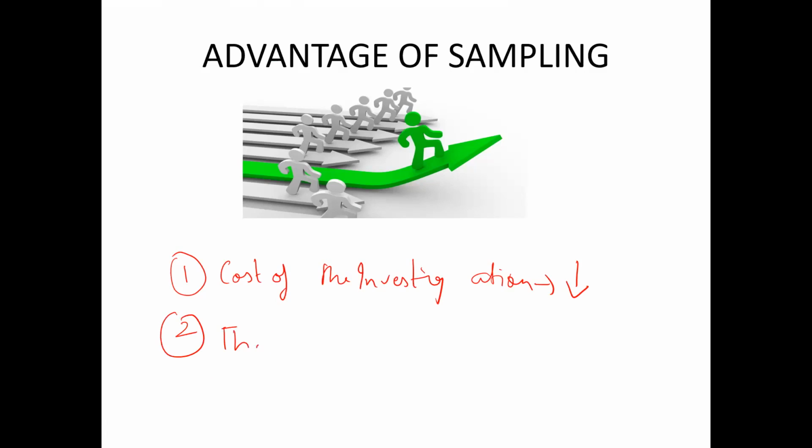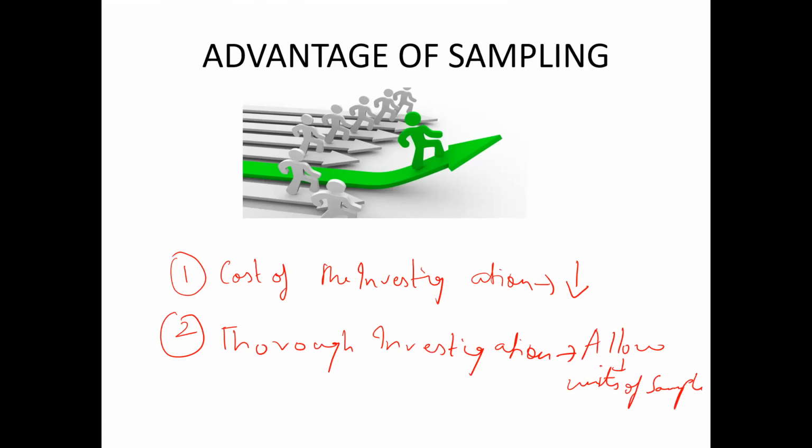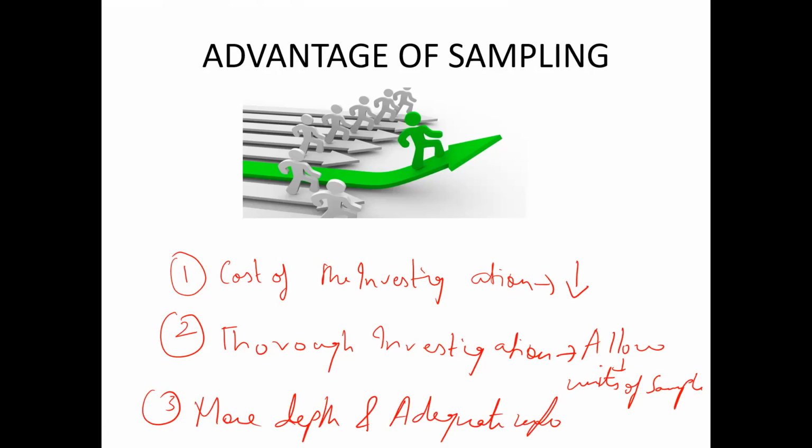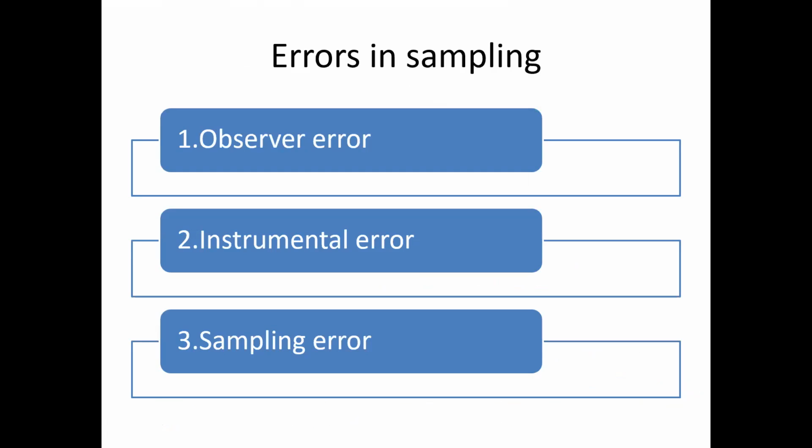Second is a thorough investigation. It allows us to know the thorough investigation of units of samples. Third is that a sample can be covered more adequately and in more depth. More depth and adequate information can be obtained by the sampling technique.